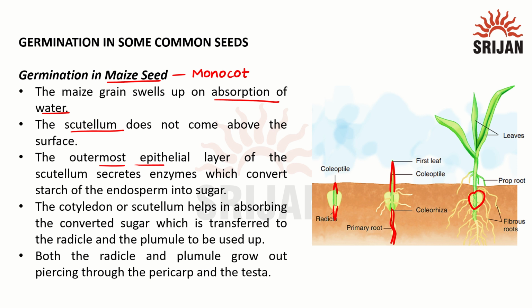Now the outermost epithelial layer of the scutellum secretes enzyme. This enzyme will convert the starch present in the endosperm into sugar. The cotyledon or the scutellum helps in absorbing the converted sugar, which is transferred to the main embryo, that is radicle and plumule. Both of them will use it and grow by piercing through the pericarp and the testa.